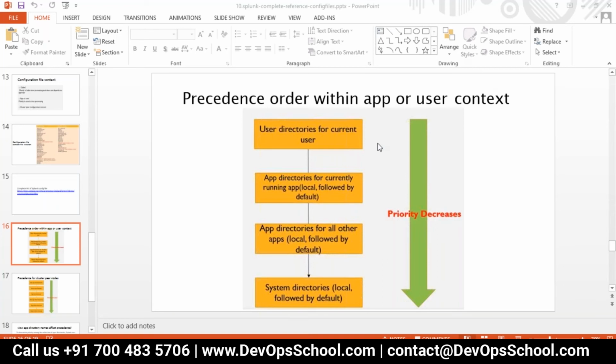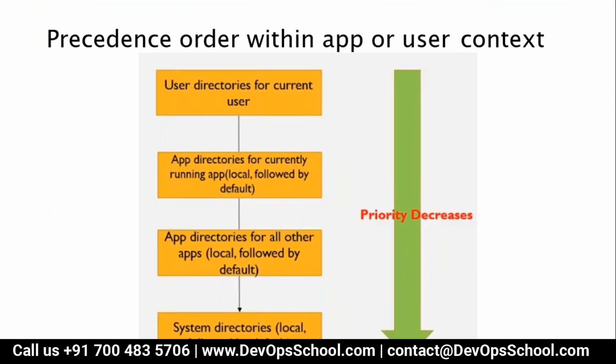Yeah. So here we were discussing the precedence order within app and user context. What happens when there is a configuration which you want to change? Here, the user directories for the current user, app directories for the currently running app, local followed by default. Then, in lesser priority, the app directories for all other apps, local followed by default, and system directories, local followed by default. So yeah, the user has the highest precedence.